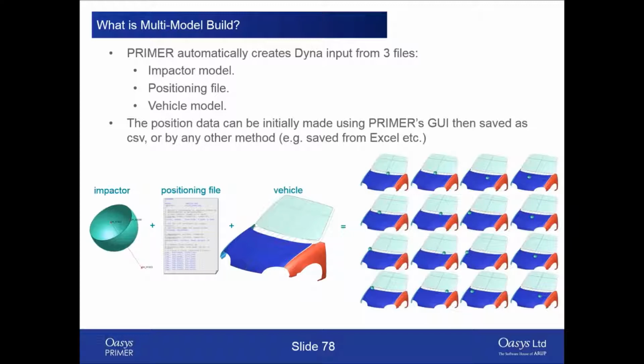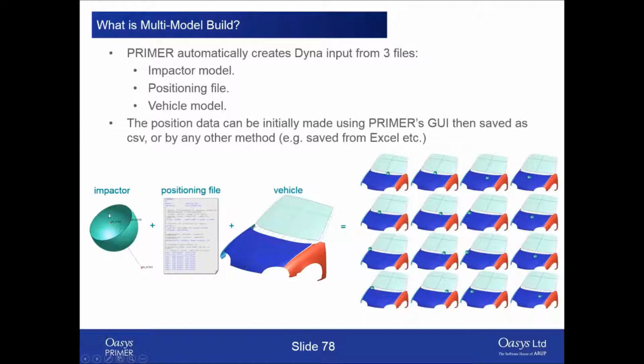So Primer automatically creates dyna input from 3 files. You've got the impactor file. Here we're looking at the example of pedestrian impact, so this is our impactor file. The positioning file, which is this thing in the middle, and a vehicle model, which is here. And then that will produce many, many different models. You can see to the right here, I've got lots of vehicle models, but the head form is in different locations.